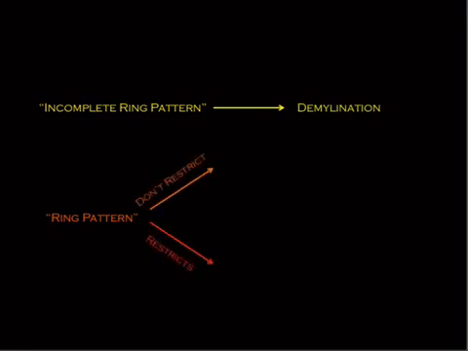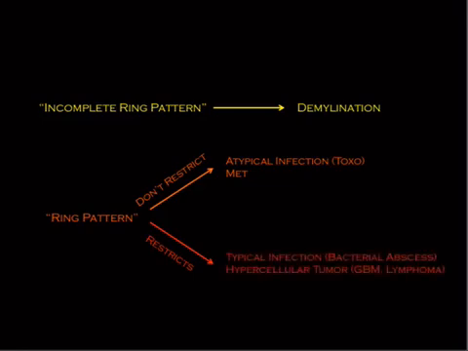So going back to this again, incomplete rings, remember we said those are demyelinating. And then when you've got ring pattern, like the full circle of enhancement, think about things that restrict or things that don't restrict. So things that typically don't restrict: atypical infections, toxo is the one you need to remember, METs. Things that do restrict: hypercellular tumors, GBM or lymphoma, or typical infections like bacterial abscess. So if you just remember this, okay, show me enhancement, ring or not ring, showing me diffusion, restricts or doesn't restrict. Very helpful for eliminating distractors.